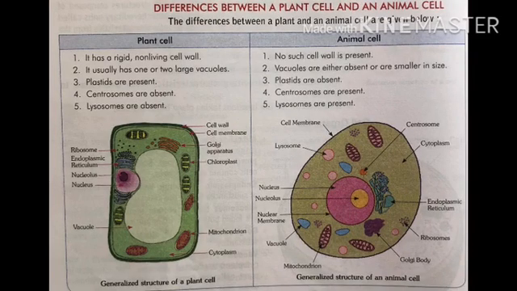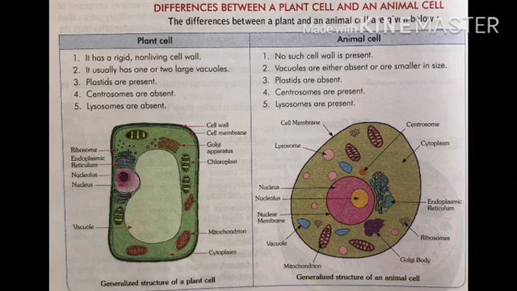Everyone write this difference, on page number 132 in your book. The difference between a plant and an animal cell. A plant cell has a rigid and non-living cell wall. In an animal cell, no such wall is present. A plant cell usually has one or two large vacuoles. In an animal cell, vacuoles are either absent or smaller in size. Plastids are present in plant cells. Plastids are absent in animal cells.